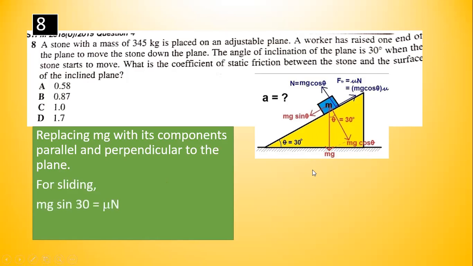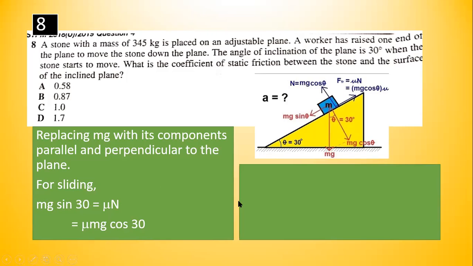For sliding, the force downwards equals the friction, mu mg. Then you can put in your N, no? You can cancel the mg lah. Your N equals mg cos theta, cos 30. Then you can just cancel the mg, no? Take the cos theta across there, it becomes tan theta, no? Right? You can memorize the formula, go ahead.